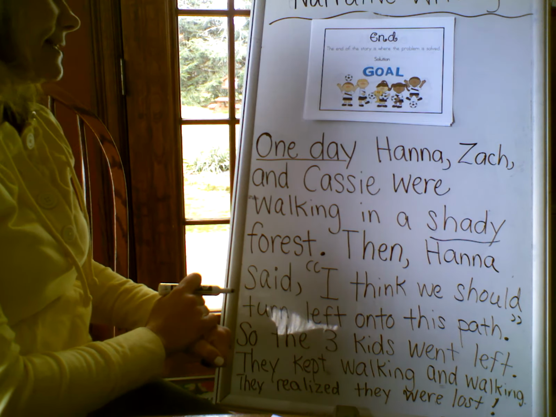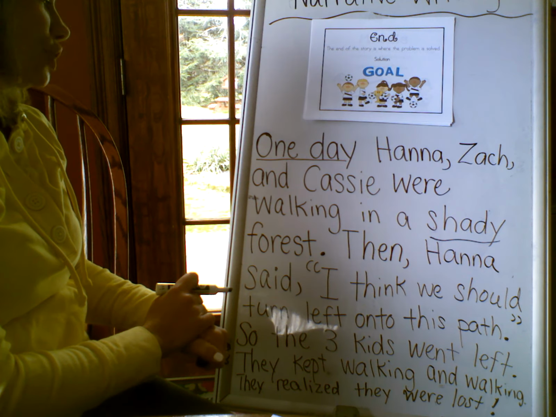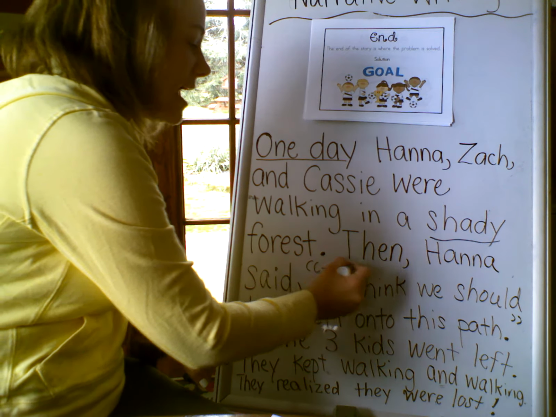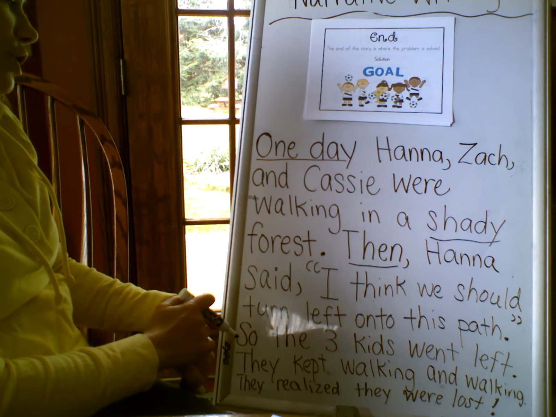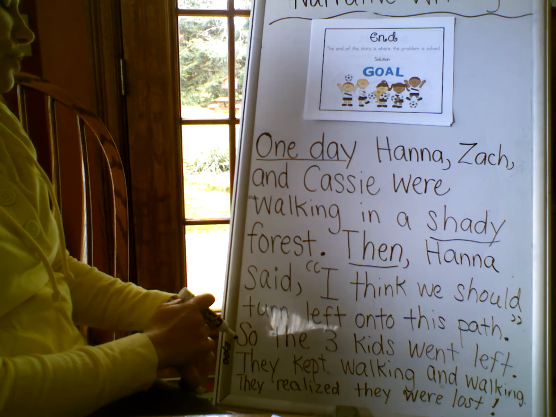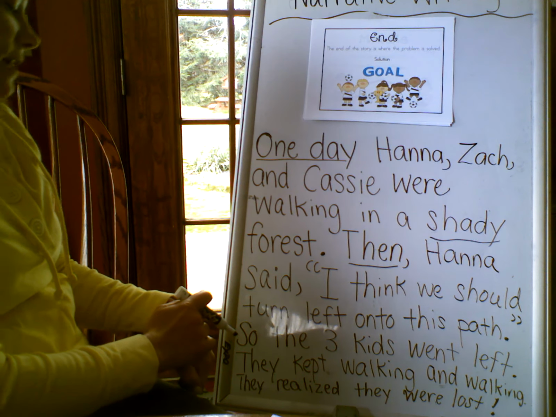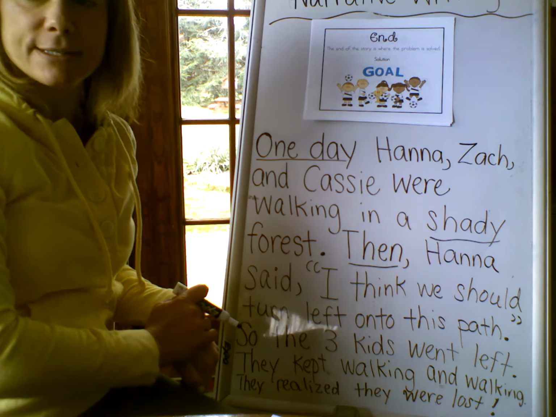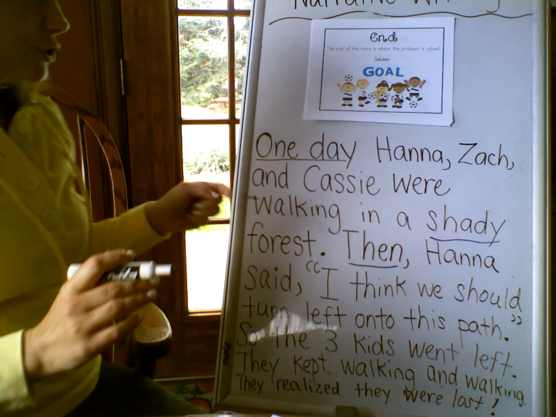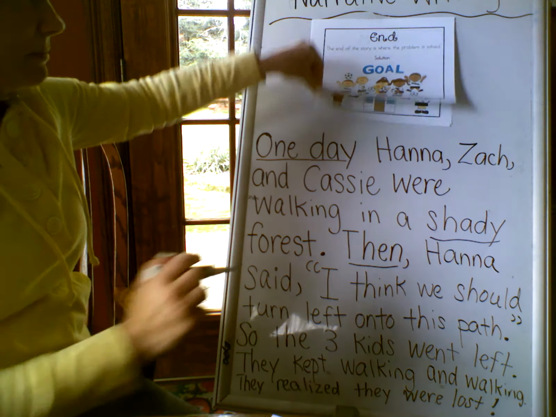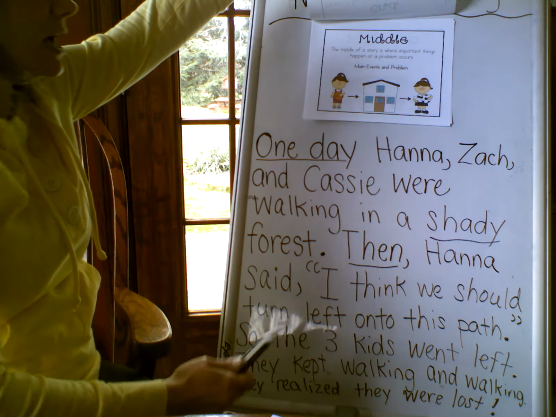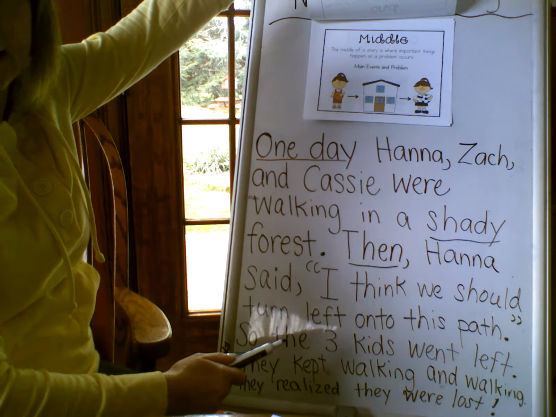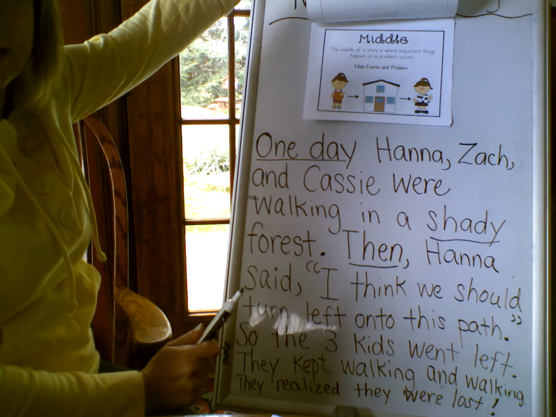One day, Hannah, Zach, and Cassie were walking in a shady forest. Then, there's my other transition word, Hannah said, I think we should turn left onto this path. So the three kids went left. They kept walking and walking. They realized they were lost. Okay, so I introduced the middle of my story by saying then, and I told you some important things that were happening, and then a problem was that they were lost.